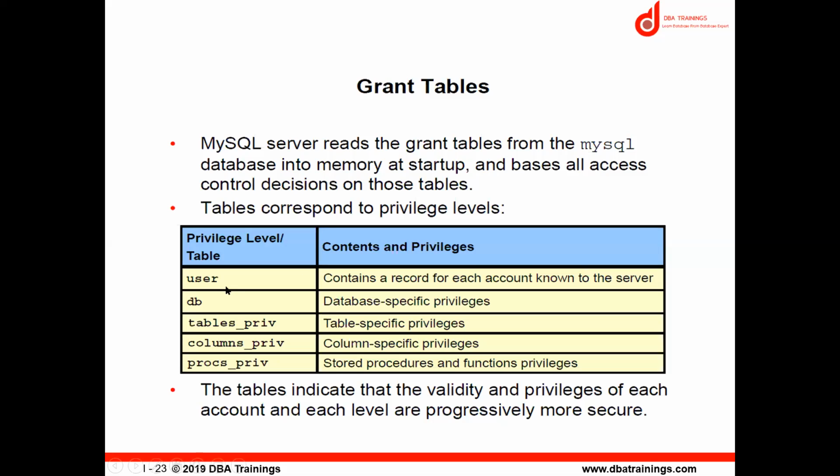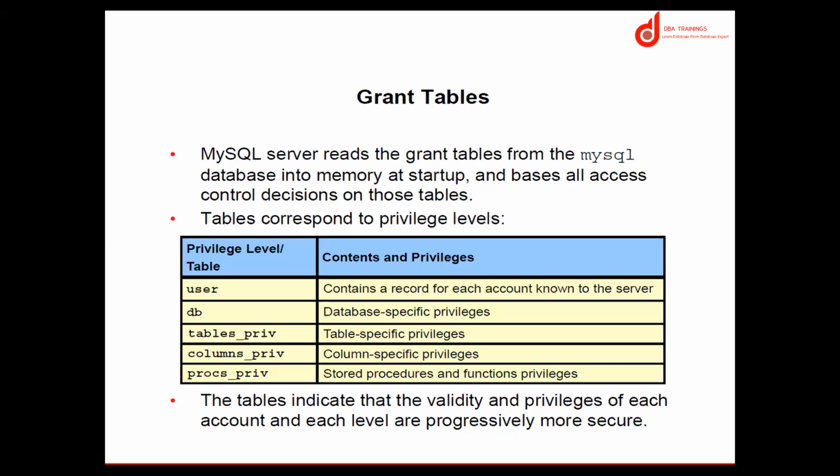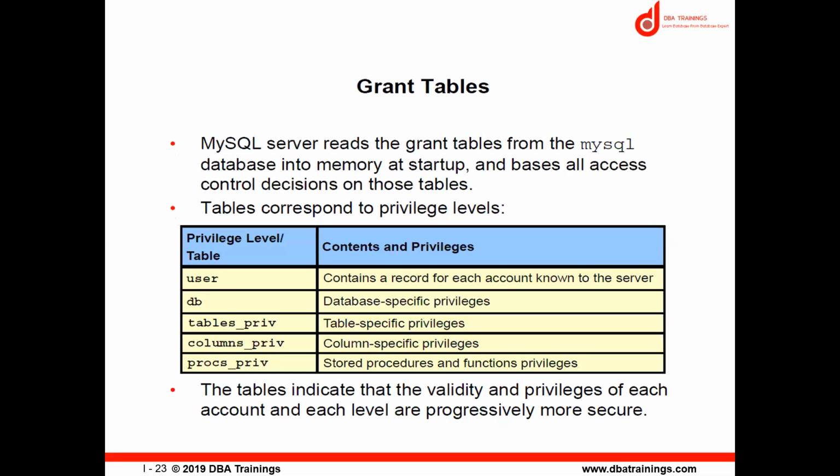They have different levels: the user level, which contains the record of each account known by the server, then database level information. The user table contains the record of all the accounts known by the server, as well as what global privileges they have. Similarly, we have the DB level for database-specific privileges, table level privileges, even column level privileges, and process privileges where they can do stored procedures or functions.